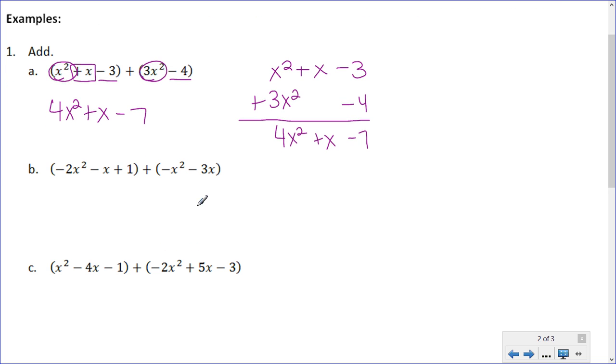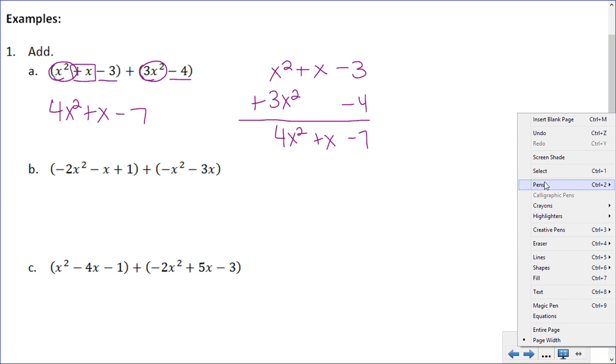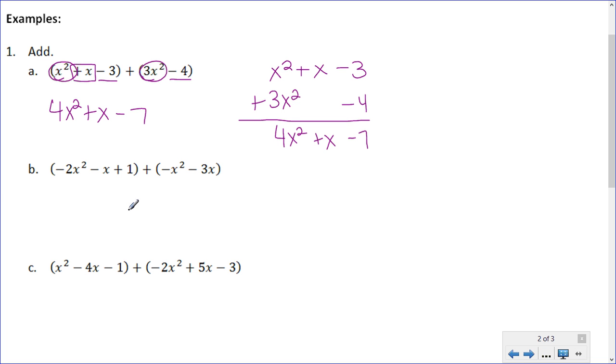Okay. So here, and this time let's do the columns method. So here we have negative 2x squared minus x plus 1. And we want to add to that negative x squared. So we'll line that up here so that we have like terms together. And minus 3x, so that'll go underneath this minus x. Okay. So now we just add straight down. Negative 2 and negative 1 is negative 3. And we'll keep the x squared the same. Negative 1 and negative 3 is negative 4x, and then bring down the plus 1.